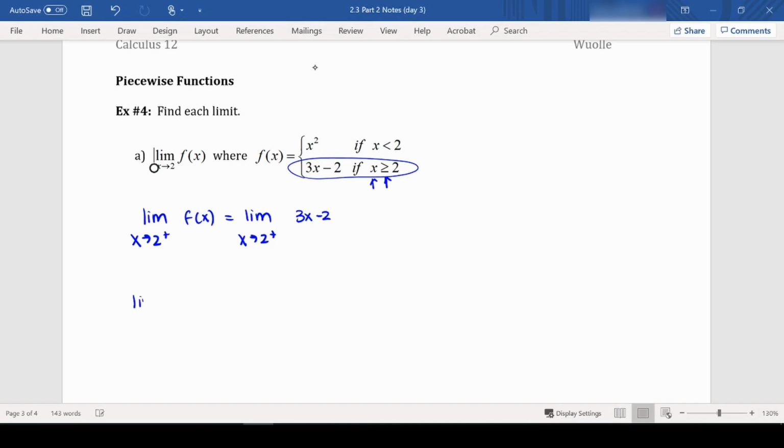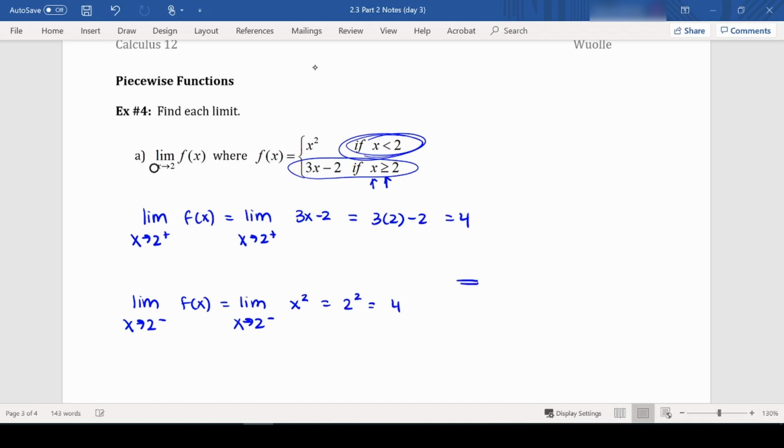Okay. If I want the limit as x approaches 2 from the left of f of x, this is slightly smaller values than 2, which would be this piece here, x squared. Now, in both of these, 2 can be directly substituted in. We don't need to do any sort of simplification here. So this top one would be 3 times 2 minus 2, which gives me 4. This bottom one would be 2 squared, which also gives me 4. And therefore, our limit as x approaches 2 of f of x is equal to 4.